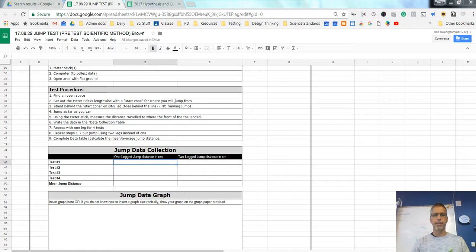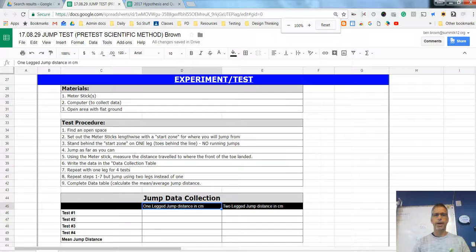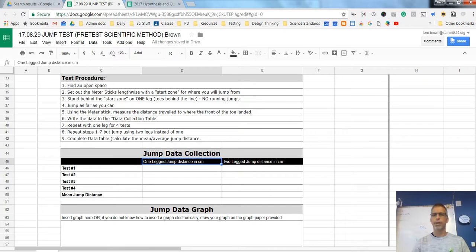When you open your data table, it should look like this, as you see on my screen here. The columns should be labeled appropriately as your independent variables. One-legged jump distance in centimeters, two-legged jump distance in centimeters. You definitely need to put the units you're measuring in the column title. Then you want to put your tests, and how many tests you're doing depends on the experiment, and your mean jump distance. We'll talk about calculating that in a moment.